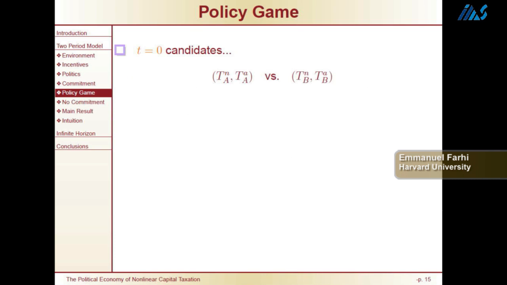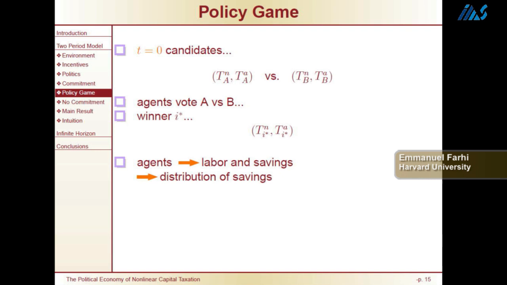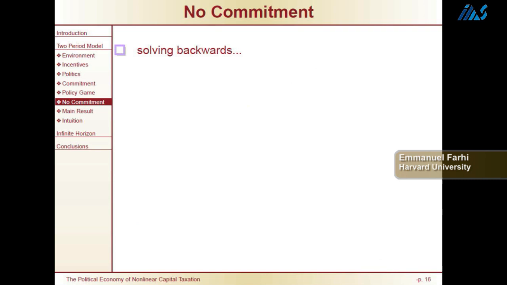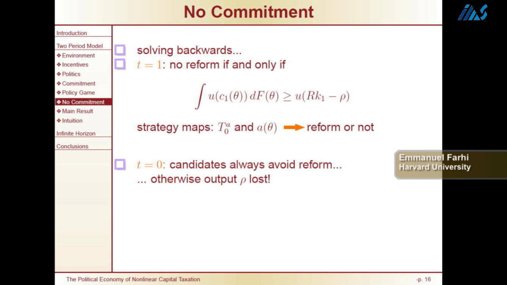Okay. So let me flesh it out a bit. At T=0, the two candidates propose taxes, the agents vote, a winner is picked, and that becomes law. Then the agents make their labor and savings decisions. In period one, you inherit a distribution of savings, and at T=1, the candidates are going to propose platforms, either one that sticks to the original one or a platform that implements a wealth levy. Now, what you can see is that, once again, the reform is going to happen if this inequality is violated. And so the capital taxes implemented in the first period and the asset accumulation decisions made by the agents are going to determine whether there's a reform or not.